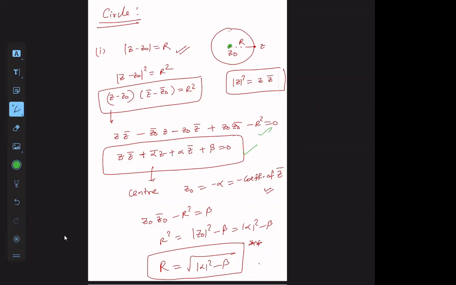Compare both sides. z naught bar minus r square equal to beta. Are you getting this point? So z naught z naught bar will be mod z naught whole square. So r square will be mod z naught whole square minus beta. And what is z naught? z naught is minus alpha. So it becomes minus mod alpha, and minus mod alpha whole square is the same as mod alpha whole square.